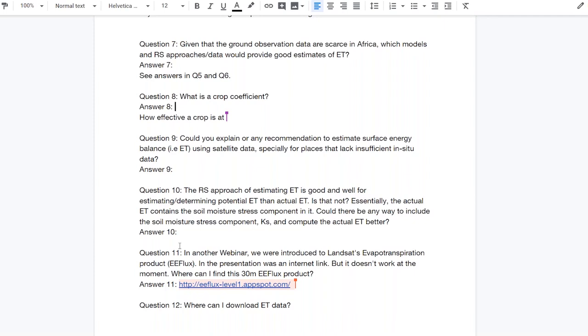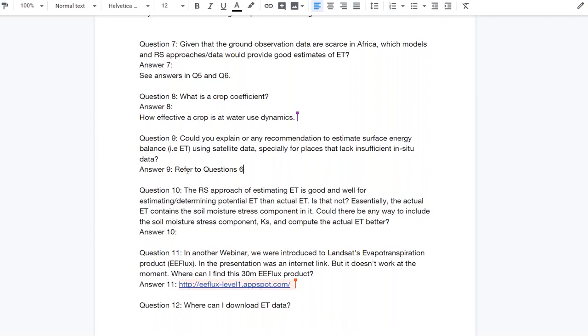Great. Question 9, could you explain or give any recommendation to estimate surface energy balance using satellite data, especially for places that lack sufficient in situ data? Yeah, so I think this is also similar to questions 6 and 7. A lot of these energy balance models don't require in situ data, so they're able to be applied in areas where there is insufficient ground-based data.